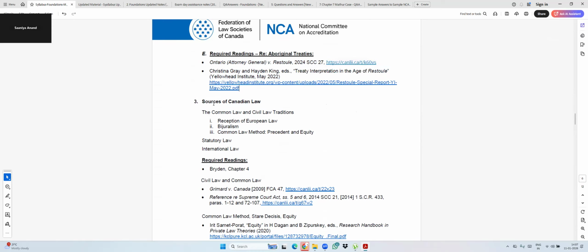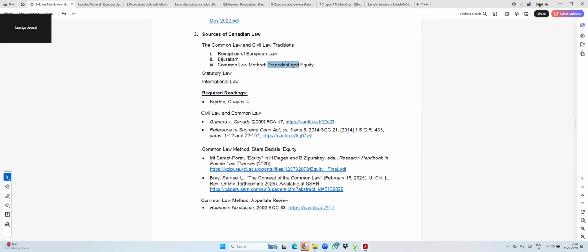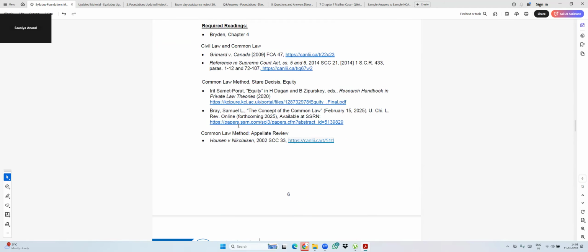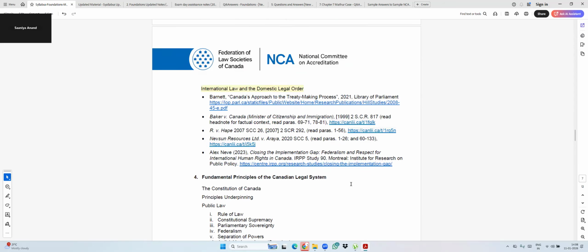Then here I've told you the precedent is important. And then we have the equity article. Erit Samet's article is important. Bijurism, not so much. International law is important: international law and domestic legal order. In this chapter, this is most important. Then the second most important is this one. So I would like to discuss this.